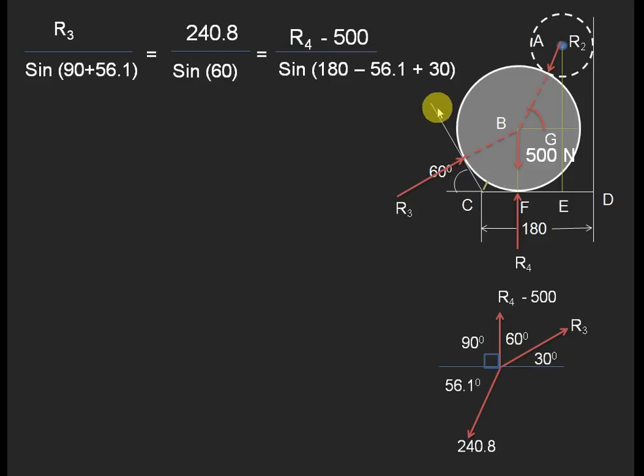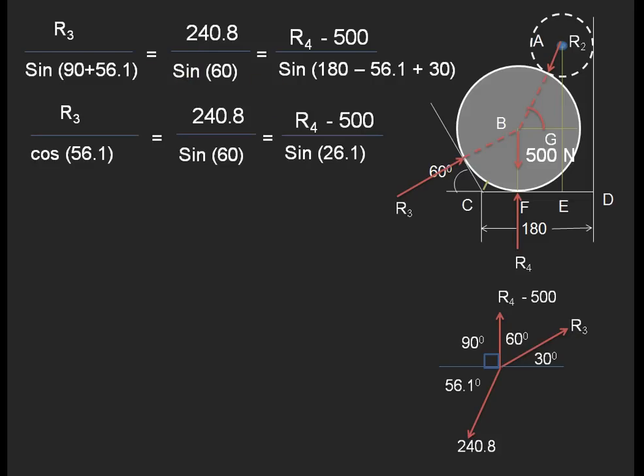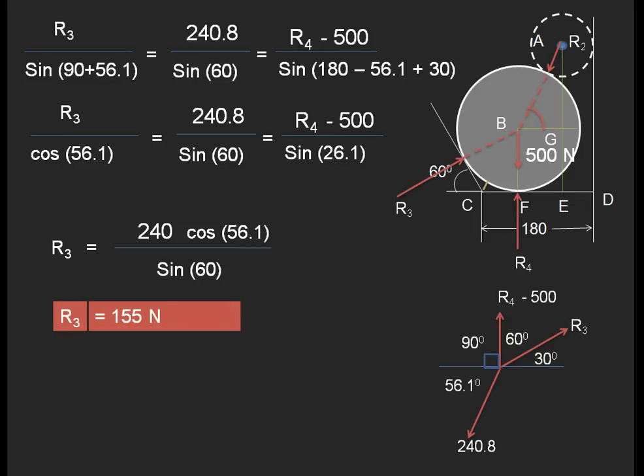Then we will be getting the total angle between R3 and R2, that is 240.8 newtons. So this is the way of applying Lamy's theorem to the second sphere. Now simplify the equation: sin of 90 plus theta is cos theta, sin 60, and so on. By subtracting each and every term, you will be getting 26.1. Now for finding R3, take the first two terms. R3 is equal to 240.8 into cos 56.1 by sin 60. By simplifying using the calculator, we get the value as 155 newtons.